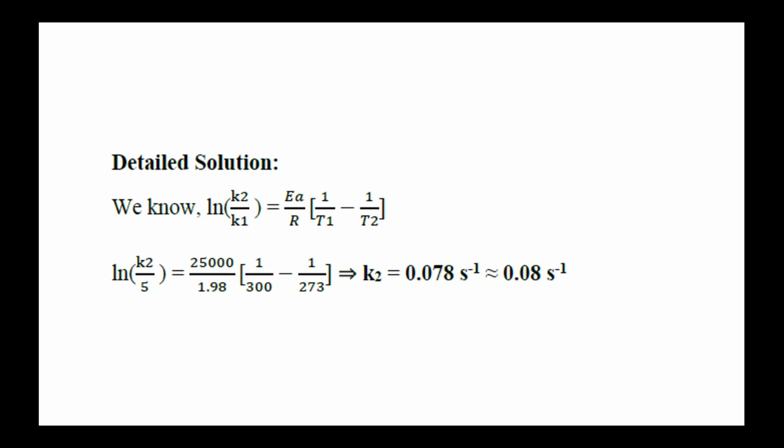Now, the equation goes like log of K2 divided by K1 is equal to EA by R, where EA is the activation energy and R is the gas constant, multiplied by 1 by T1 minus 1 by T2, where T1 and T2 are the initial and the final temperature. The main thing that you have to keep in mind in these kinds of equations is that temperature is given in Kelvin.